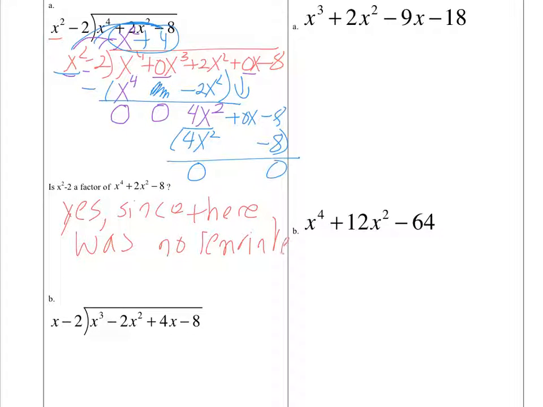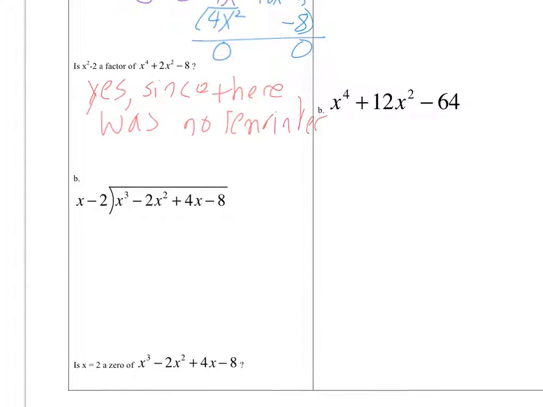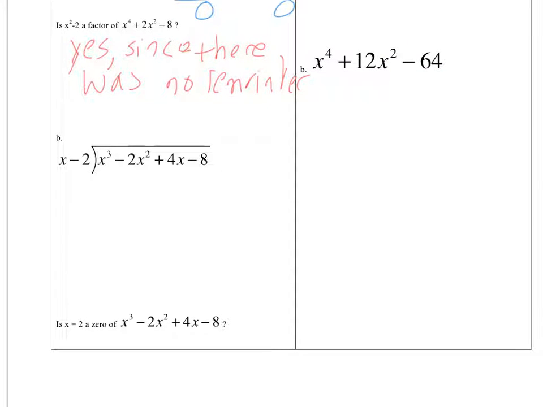Remember that if something is a factor, it just means that it's divisible. All right, next one we got x minus 2 being divided into a polynomial. Since this is an x minus 2, I can use synthetic division, so for this one I will. And I'm going to set this up. I use the opposite of minus 2, 2 out front. I write my coefficients, there are none missing: x cubed, x squared, x, and negative 8.